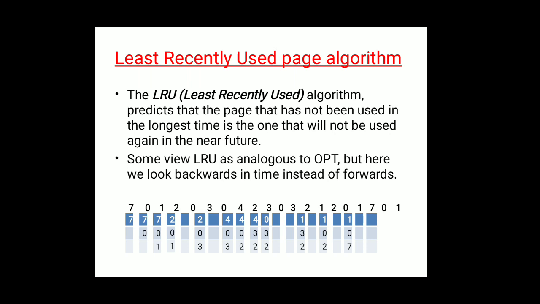So it says that it is going to predict such a page that has not been used in the longest time in the coming future. And let's take one example with the same string. So the number of frames taken is 3, and the first 3 frames will result in page faults, because those pages have to be brought from the hard disk into the main memory. So the first 3 frames will be marked as page faults.